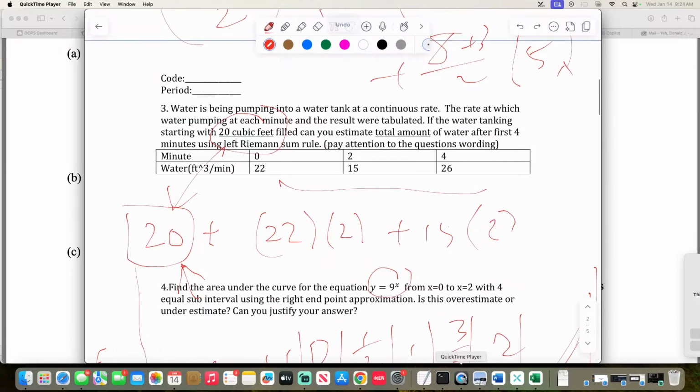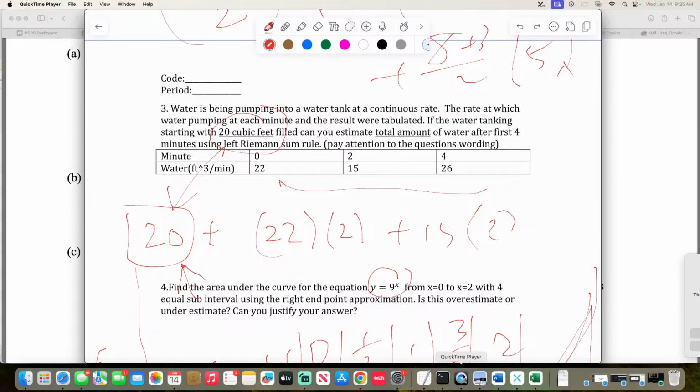Now for this particular one, it's actually added 20 in the front. Now why do I add 20? Because integrating a velocity, which is a rate in this case, gives me an amount of something, right? That's going to be all the water accumulated. But you also need to include that before, the tank already has 20 there. So it's 20 plus 22 times 2 plus 15 times 2. Did anybody not include the 20? Everybody included 20? Then you guys are smart, because I didn't talk about it.